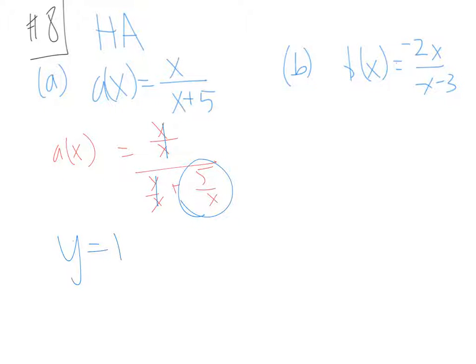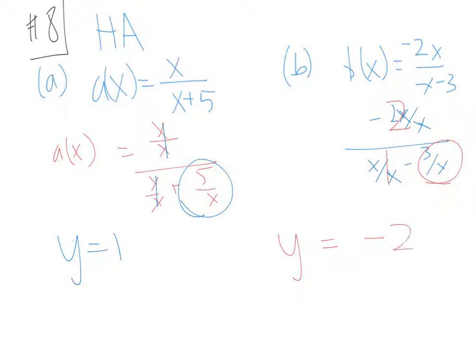Similarly, for this one, if we do the same thing, we get negative 2x divided by x, over x minus 3 divided by x. And so as x gets very large, again, this goes to 0. So I end up with negative 2 over 1. So the horizontal asymptote is y = negative 2.